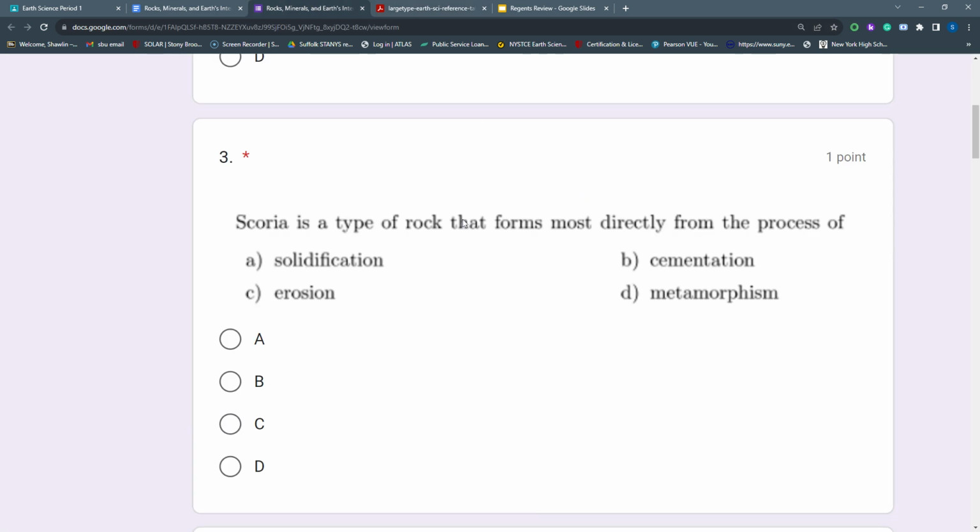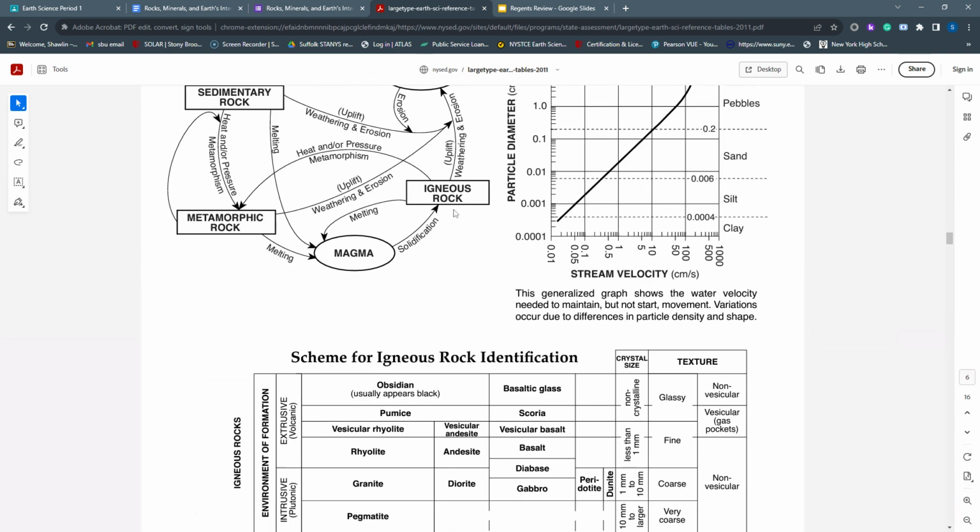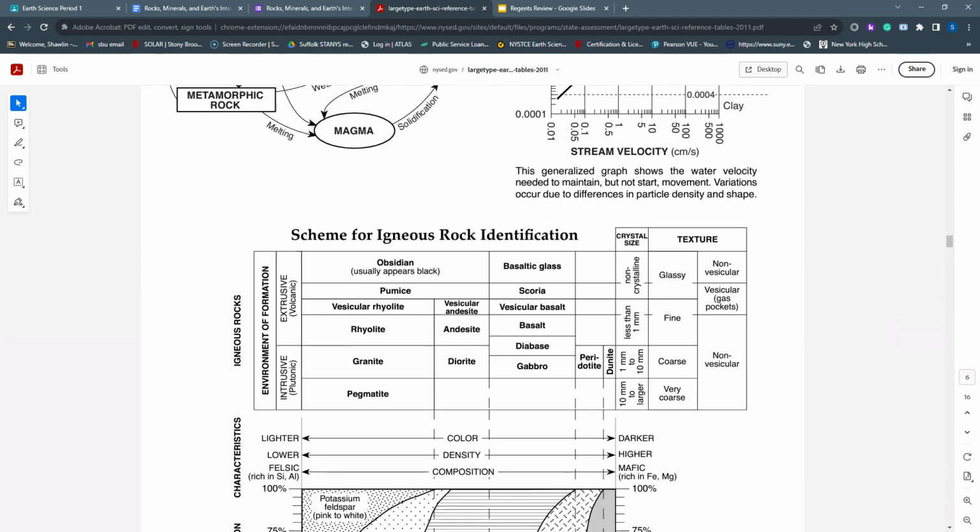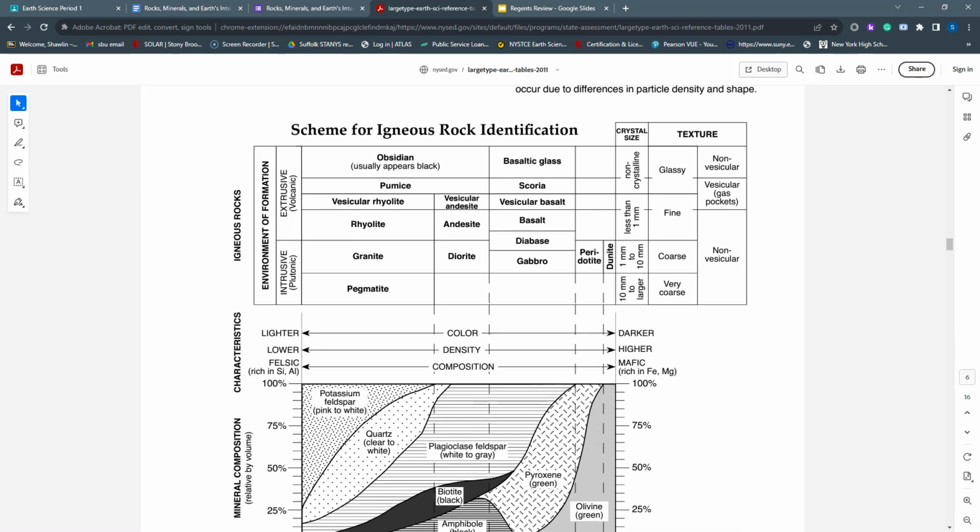I'm looking for scoria, right? Let's see what type of rock scoria is. That sounds like a name of a rock, so I'm going to check all my rock charts to find where scoria is.